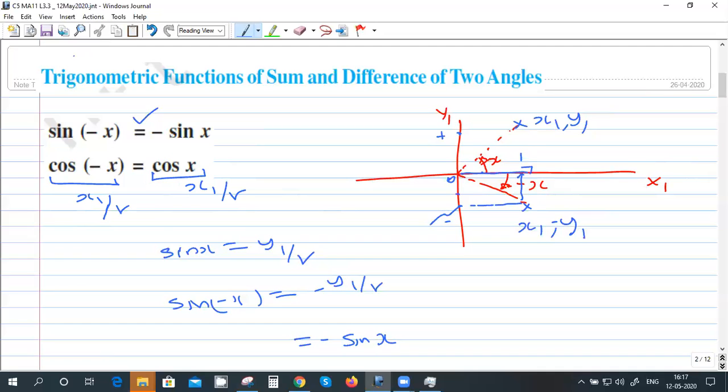So when you take cos of a negative angle, the minus sign is absorbed. It disappears. When you take sine of a negative angle, the minus sign comes out. Sine of negative angle, the minus sign will come out. But for cos, the minus sign will disappear. Right? Now what about tan minus x?